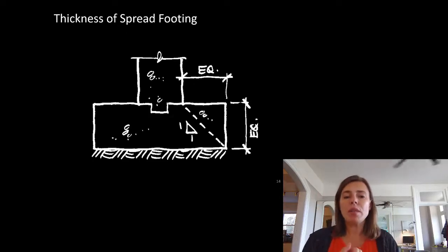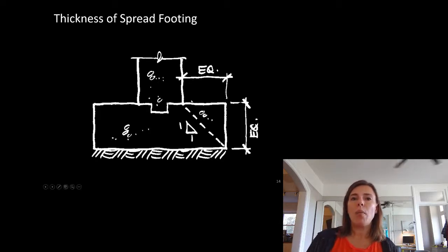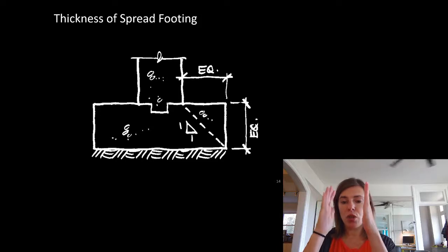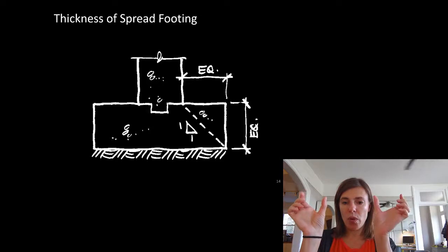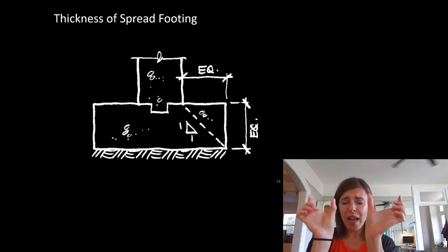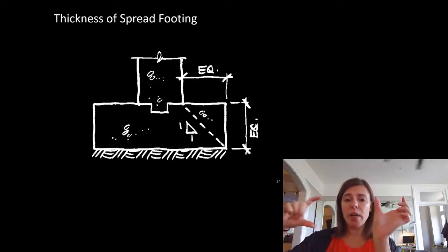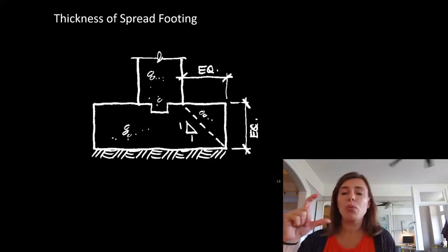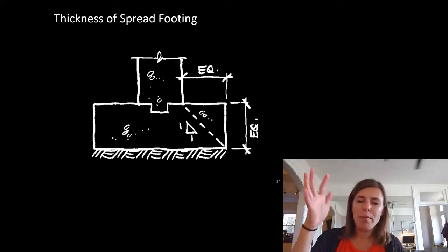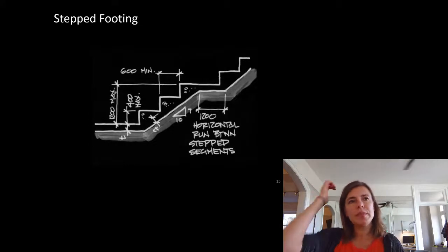So there are some quick cheats for thickness of a spread footing. Whatever your projection is here, so if we had a 200 millimeter wall and we had our 400 footing, we would have 100 millimeters on each side. We could have a footing depth of 100. Often we don't go less than 200 for our footing depth though. So that would probably start to fall out for that example.